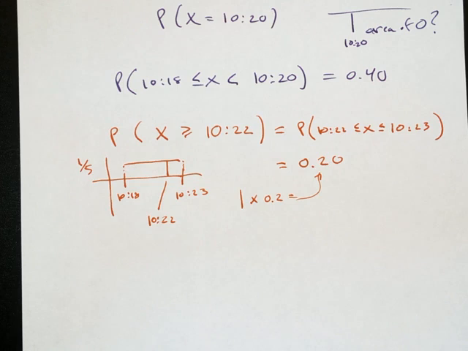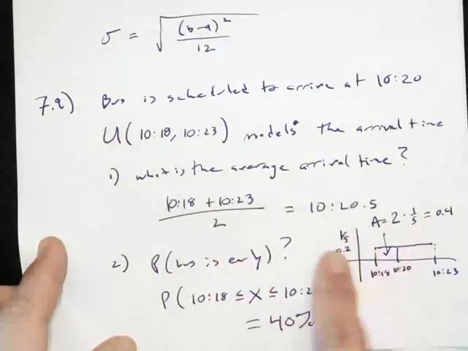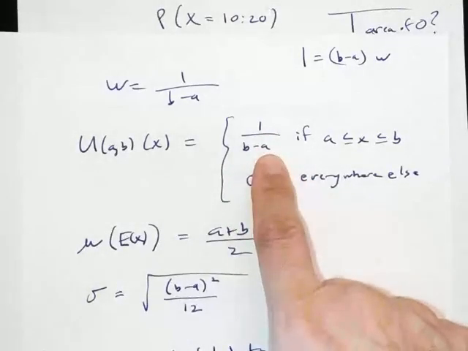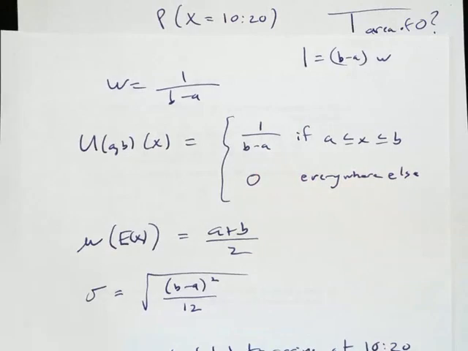Where did we get the 1/5? It's because we have 5 minutes in our window, and our height is 1 over the length. Our length is 5, so it's 1 over 5.